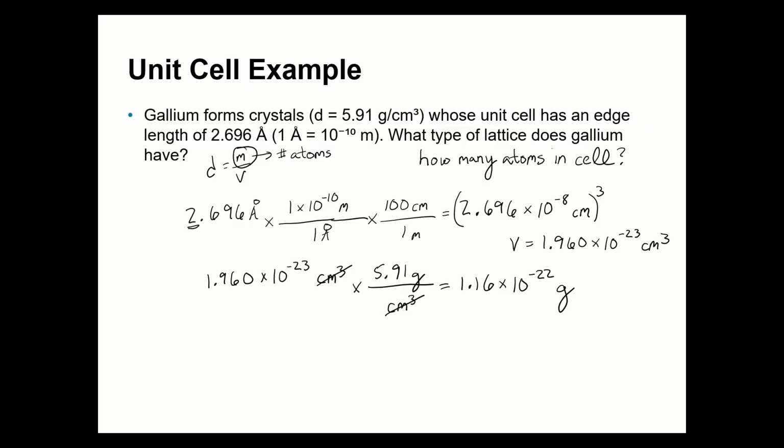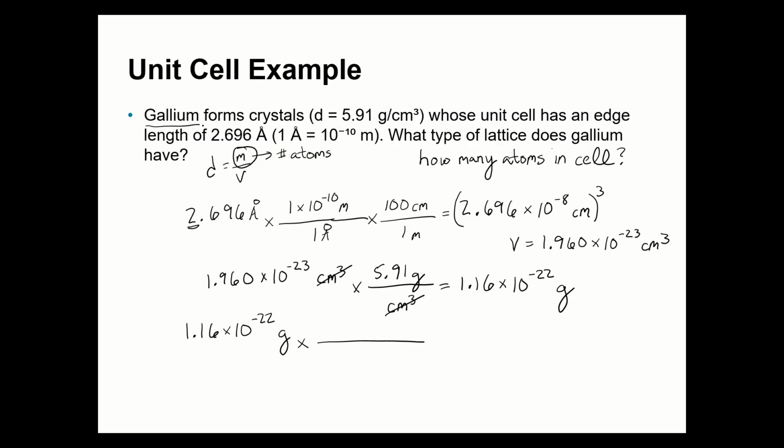Okay, and then last step, of course, is using that molar mass in Avogadro's number. This time we are going backwards. We're going from grams to atoms. So we start off with the 1.16 times 10 to the negative 22nd grams. And we've got to use the molar mass first to get the grams to cancel. Remember, you've got to flip the molar mass so that it's on the bottom.